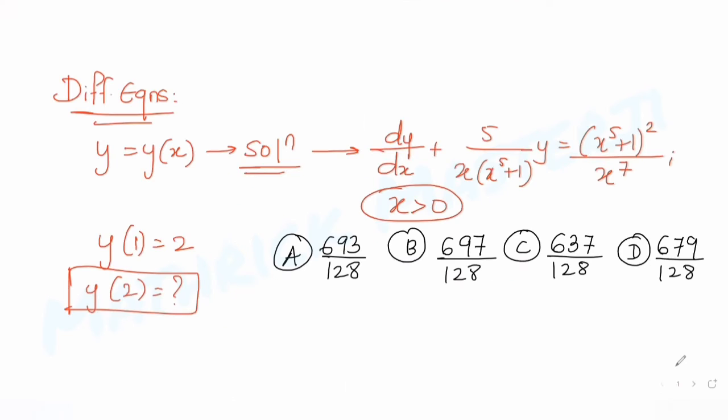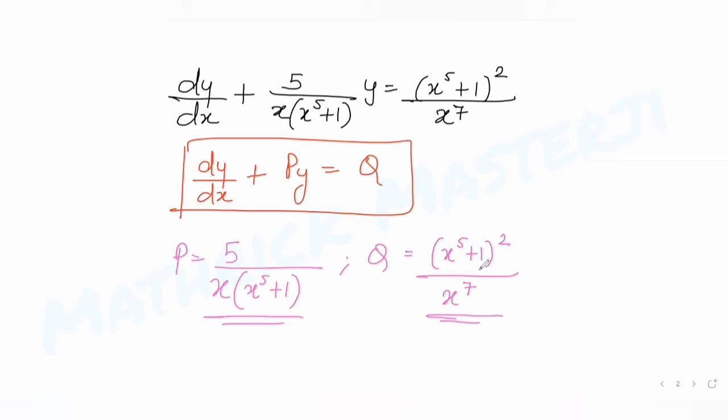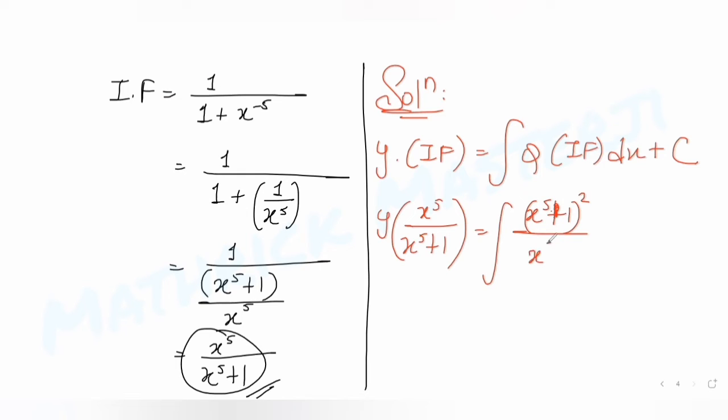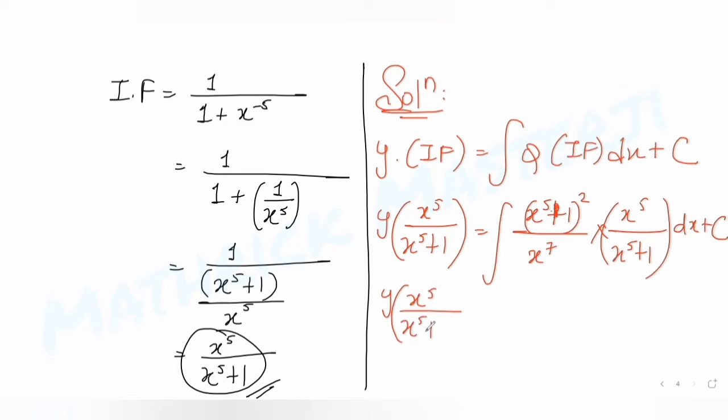That is entirely q. So q is x to the power 5 plus 1 the whole squared divided by x to the power 7, times x to the power 5 divided by x to the power 5 plus 1, dx plus c. Now once I have this, I get y times x to the power 5 divided by x to the power 5 plus 1 equals integral, where one x to the power 5 plus 1 gets cancelled, one x to the power 5 gets cancelled, and this becomes whole squared.